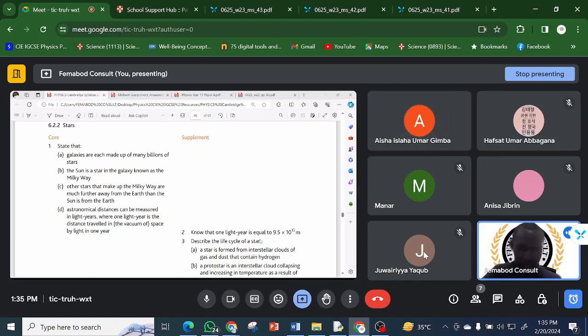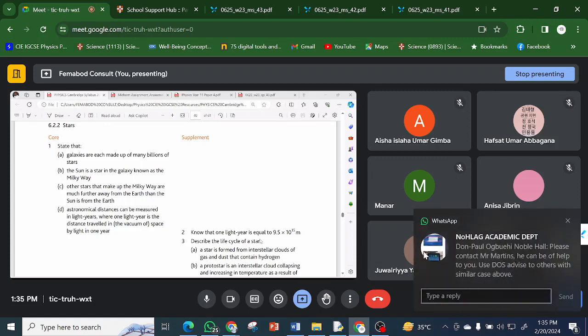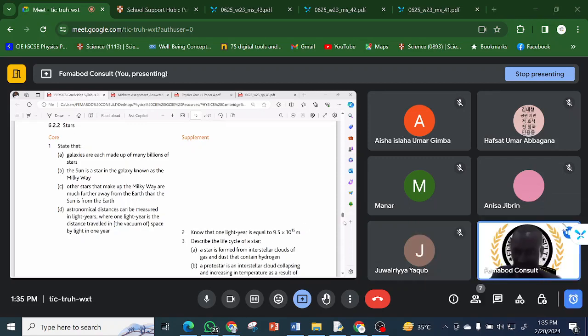Okay, thank you very much. So please take down this point. Please jot this point quickly. Astronomical distance, like distance in space. That's what it's trying to say. Astronomical distance is trying to tell us that distance in space can be measured in light years. Astronomical distance, or distance in space, is measured in light years. So 1 light year is the distance traveled in space by light in 1 year.